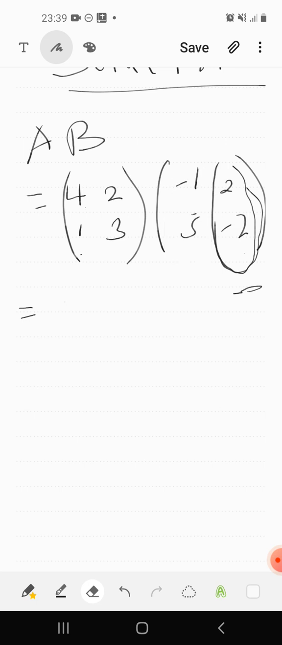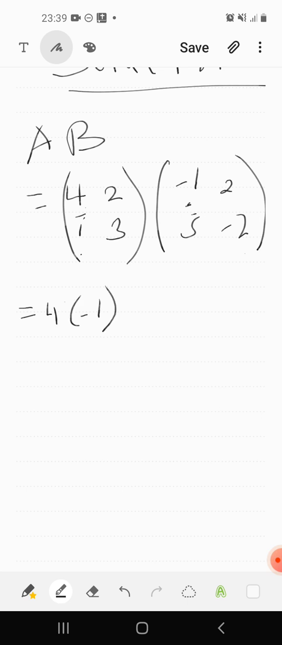Our multiplication. We are going to use that idea. So we are taking the first row. The first row is what? 4, 2. So 4 will multiply -1, and then 2 multiply what? 5. So we are going to get 4 multiplying -1.